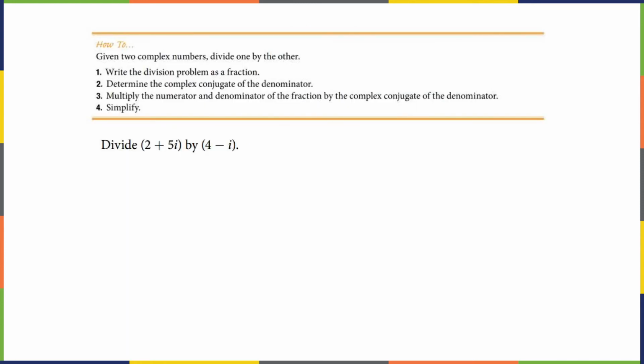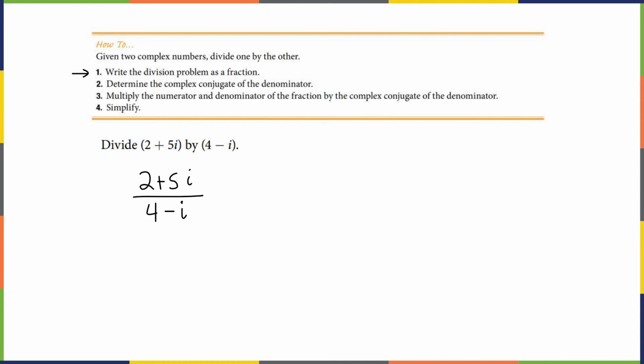So at this point, I want you to be able to apply this, because when we're doing complex division problems, we're actually going to do them by multiplying both the top and the bottom of the problem by the complex conjugate of the denominator. So notice our steps. First, we're going to write the division problem as a fraction. So 2 plus 5i divided by 4 minus i, we'll write as a fraction.